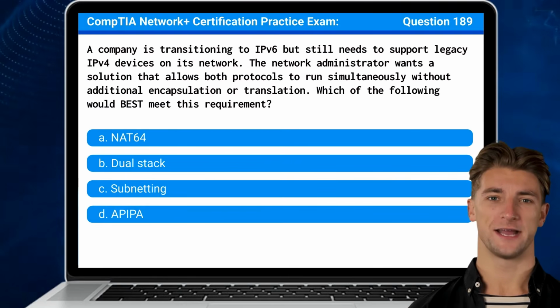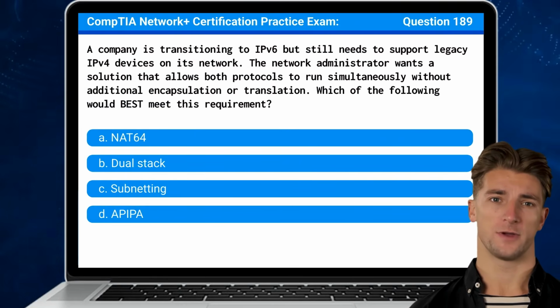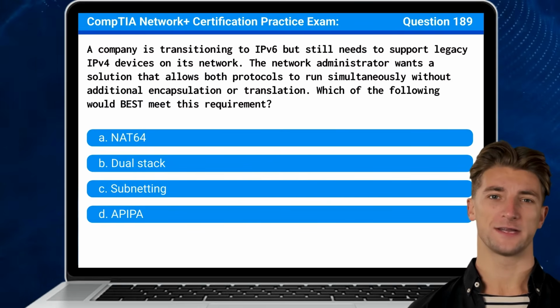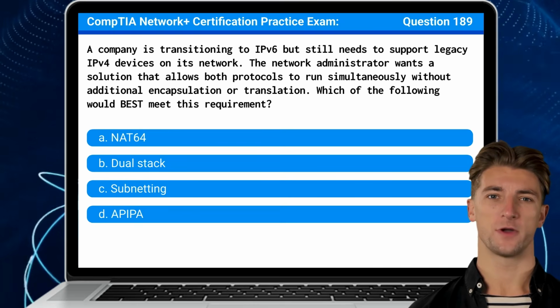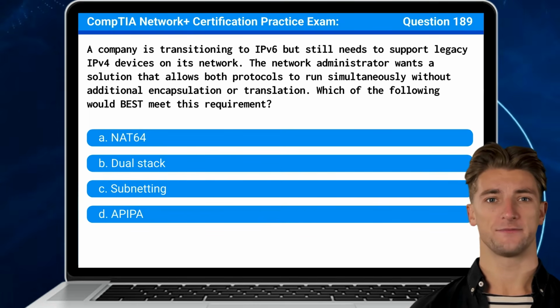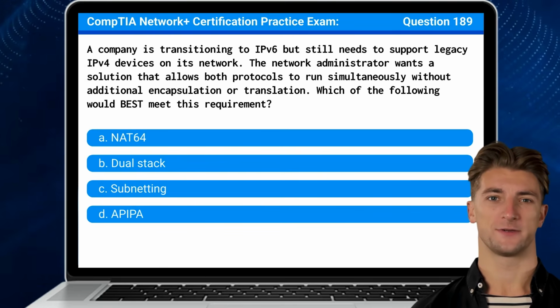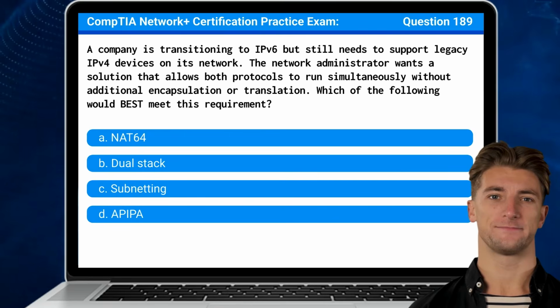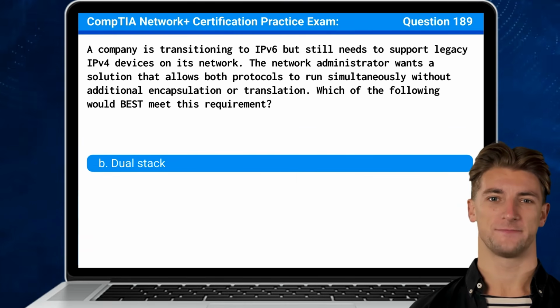Question 189. A company is transitioning to IPv6 but still needs to support legacy IPv4 devices on its network. The network administrator wants a solution that allows both protocols to run simultaneously without additional encapsulation or translation. Which of the following would best meet this requirement? The answer is B. Dual stack.